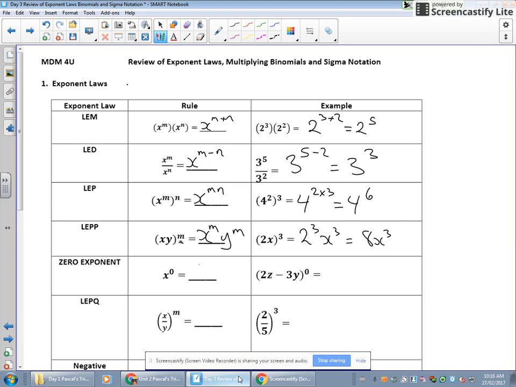X to the 0 is just 1. Anything to the power of 0 is just 1. So we can take this entire bracket, doesn't matter what it is, to the power of 0. That just becomes 1. That's a nice easy one.